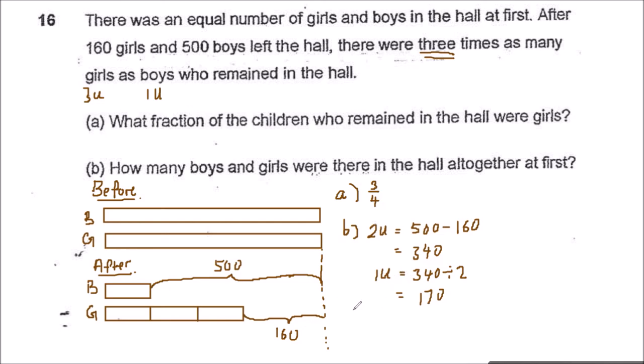How many were there at first? For the boys, isn't it just 1 unit plus 500? So 500 plus 170, I would have 670. And you can see it's boys and girls added together, so 670 times 2, I have 1340. So that's the answer.